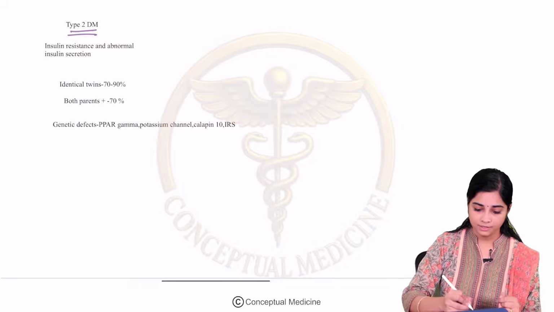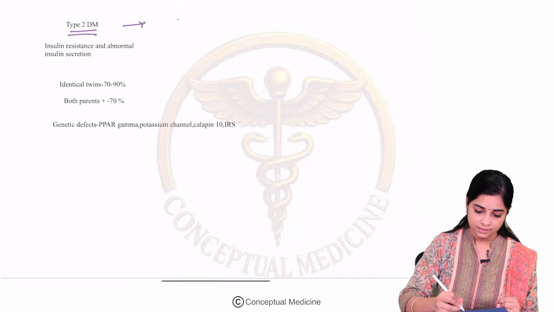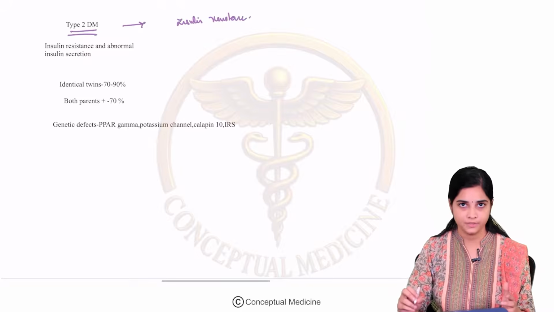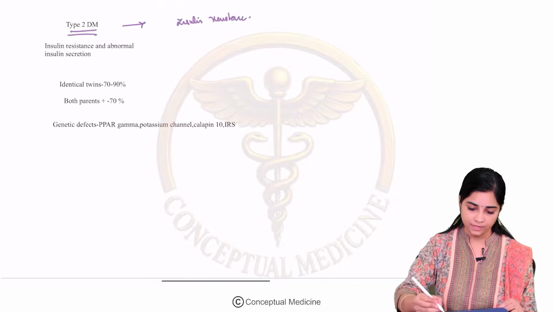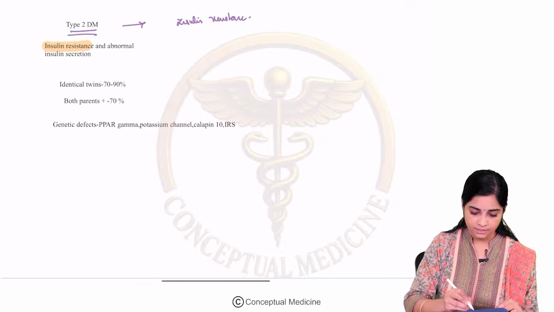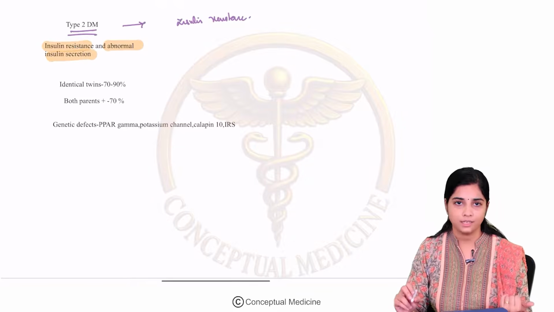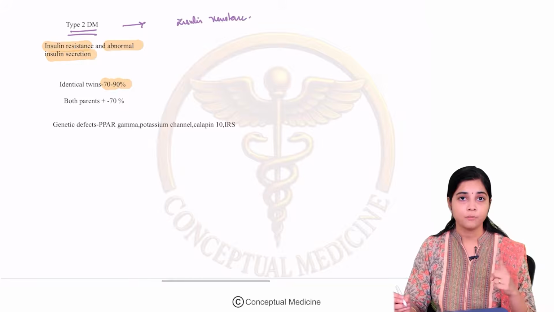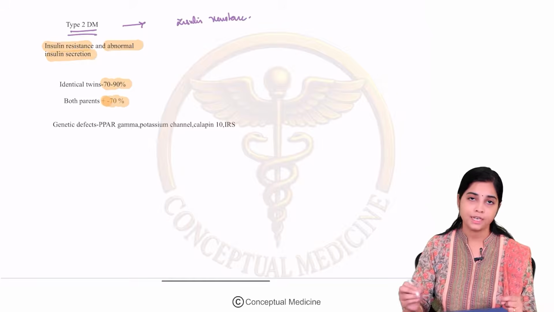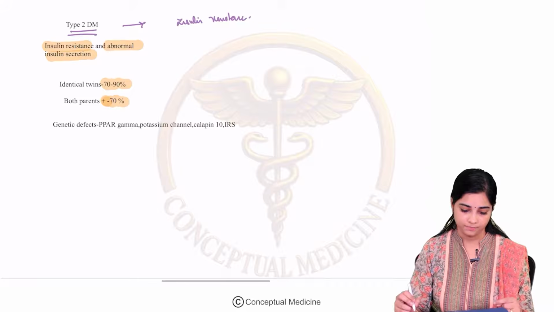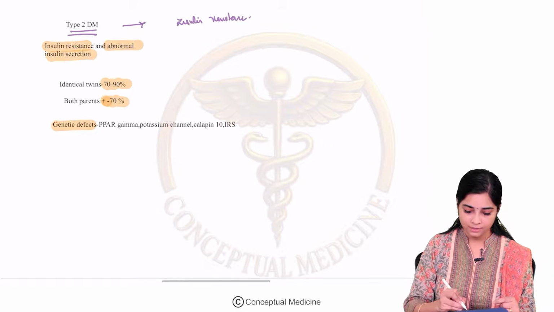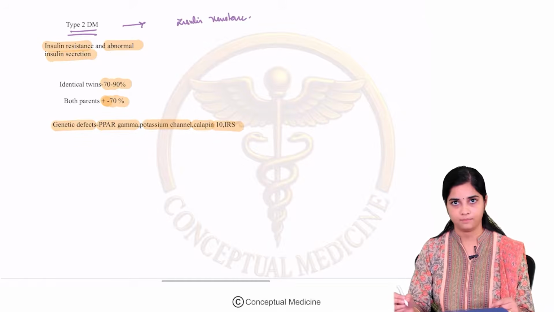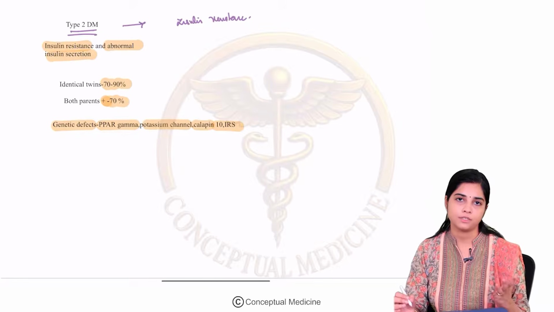Now the basic feature in type 2 diabetes is that there is insulin resistance. There is no deficiency of insulin production, but insulin is not able to act. There can also be some abnormality in insulin secretion. Identical twins have a 70 to 90% concordance. If both parents are diabetic, the chance of having type 2 diabetes is up to 70%. There are also some genetic defects, in PPAR gamma, the potassium channel, IRS gene, etc. So there are some genetic predispositions as well.